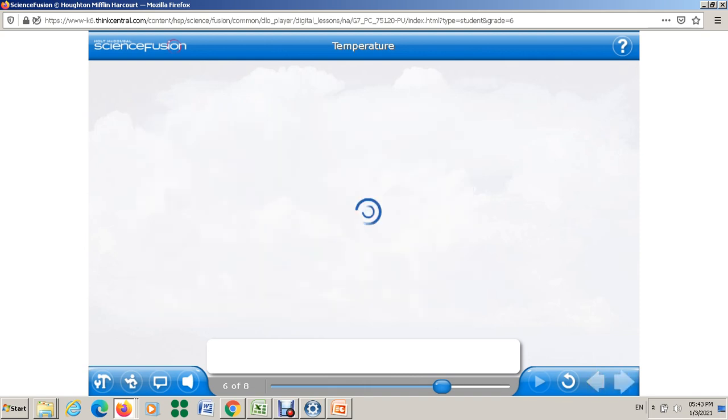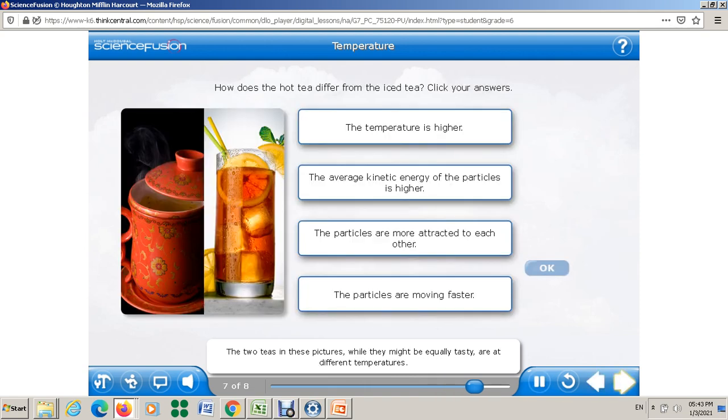Let's continue solving questions like these. The two teas in these pictures, while they might be equally tasty, are at different temperatures. How does the hot tea differ from the iced tea? Click all answers that are correct, then click OK. Okay, let's see which answers are correct. Maybe one, maybe two, maybe all of them, maybe only one. Let's see. How does the iced tea differ from the hot tea?